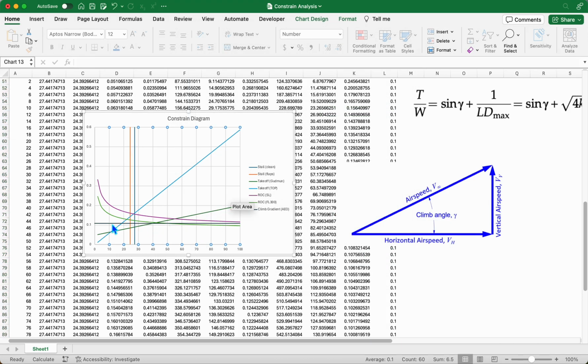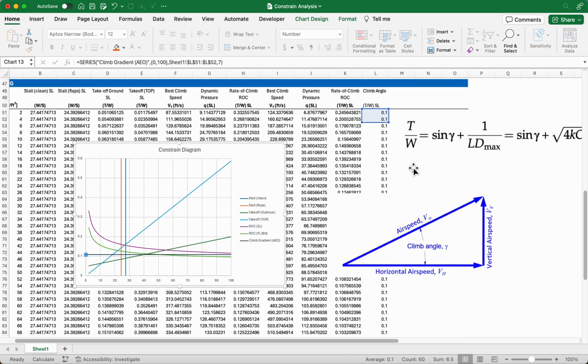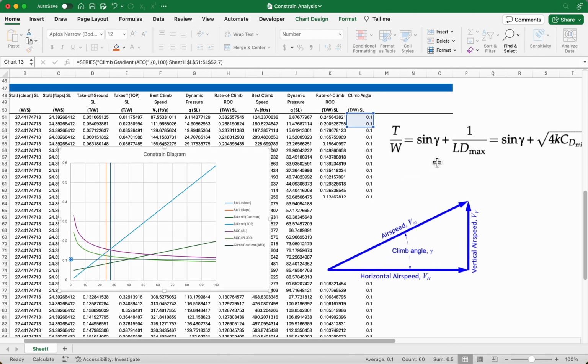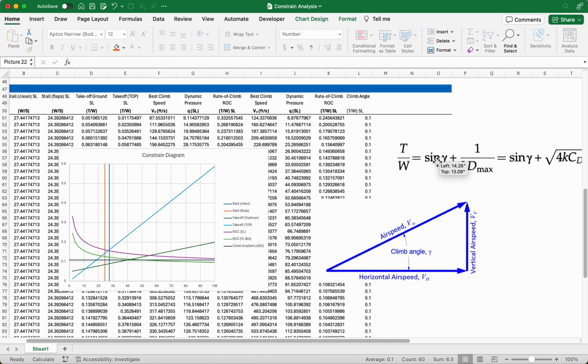And we see this line appear, this horizontal line. That's our climb gradient line down here. So again, we know it's 0.1, below any of these values. So it's not driving our minimum thrust to weight ratio for our aircraft.